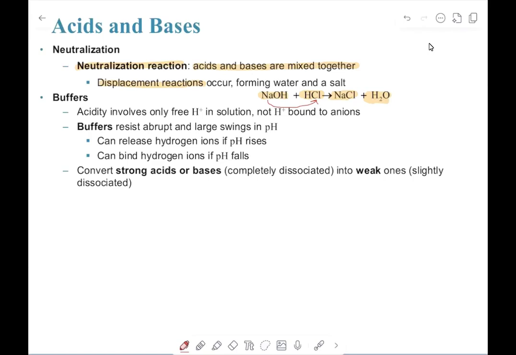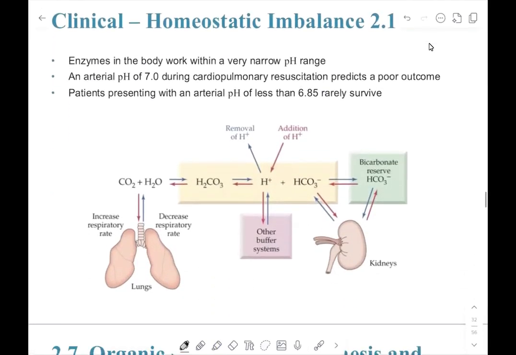The significance of this in the body is we have what are called buffer systems. Buffer systems are free hydrogens in solution not bound to anions, and those buffers can resist abrupt or large swings in pH. So they can release hydrogen ions if the pH rises or bind hydrogen ions if the pH falls. And we'll see an example of that next. Because remember, they need to make adjustments to ensure that the blood pH stays between 7.35 and 7.45.